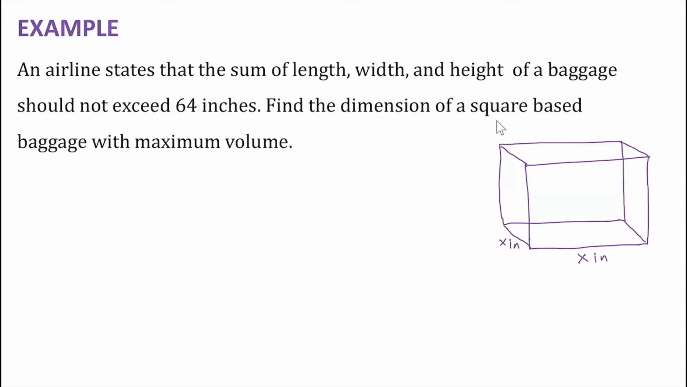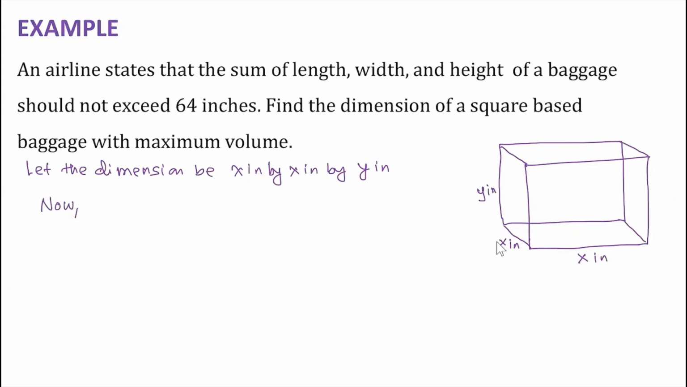Height, I don't know what it is, so let's consider y inches as the height. So let's write, let the dimensions be x inches by x inches by y inches. Meaning length is x inches, width is x inches, and height is y inches. Now, what they have given is the maximum sum of the length, width, and height can be 64. It should not be more than that.